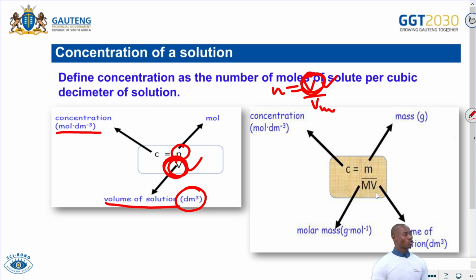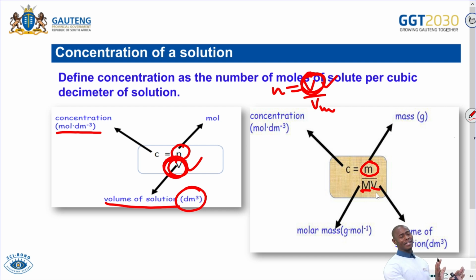Then we can also calculate concentration of a solution using the equation C equals mass over molar mass times the volume. M is the mass of that substance, which is measured in grams, and then M is the molar mass of that substance, and V is the volume of that solution. So these are the two equations that we can use to calculate concentration of a solution: C equals n over V, and C equals mass over molar mass times the volume.